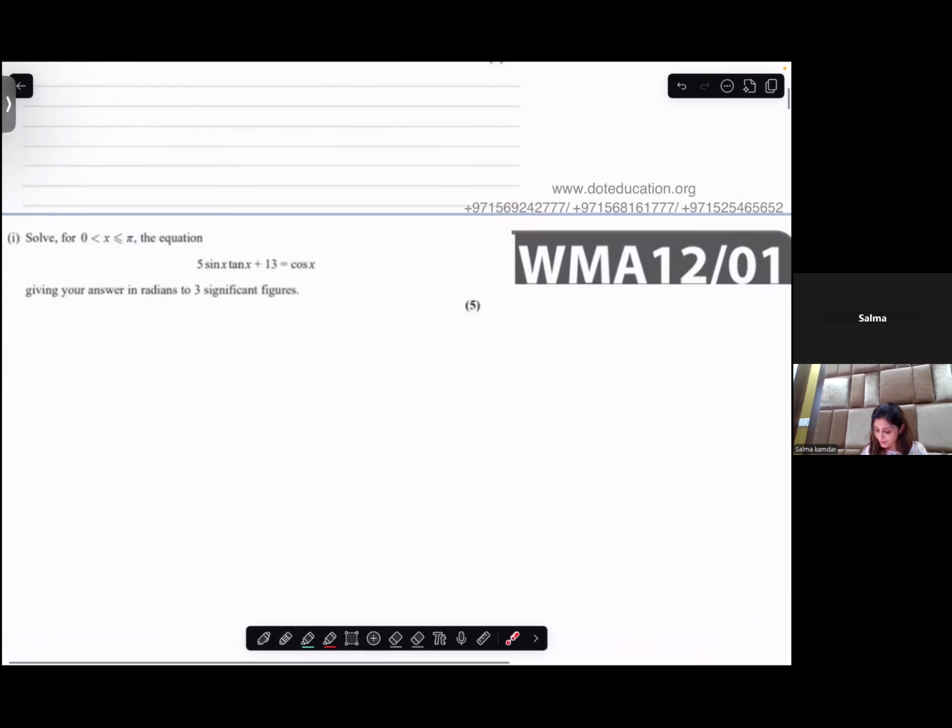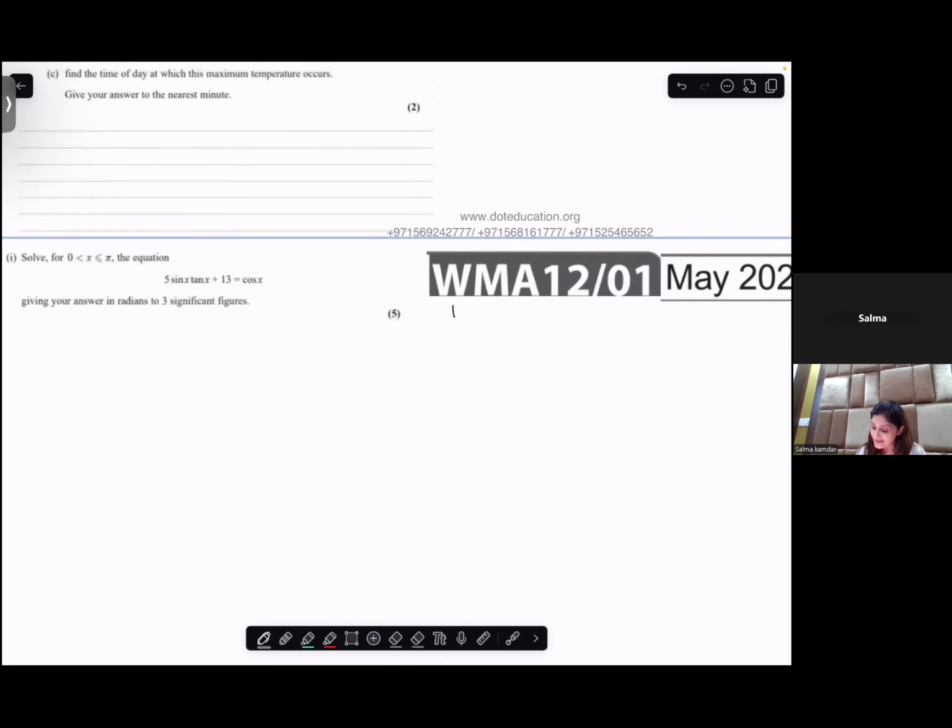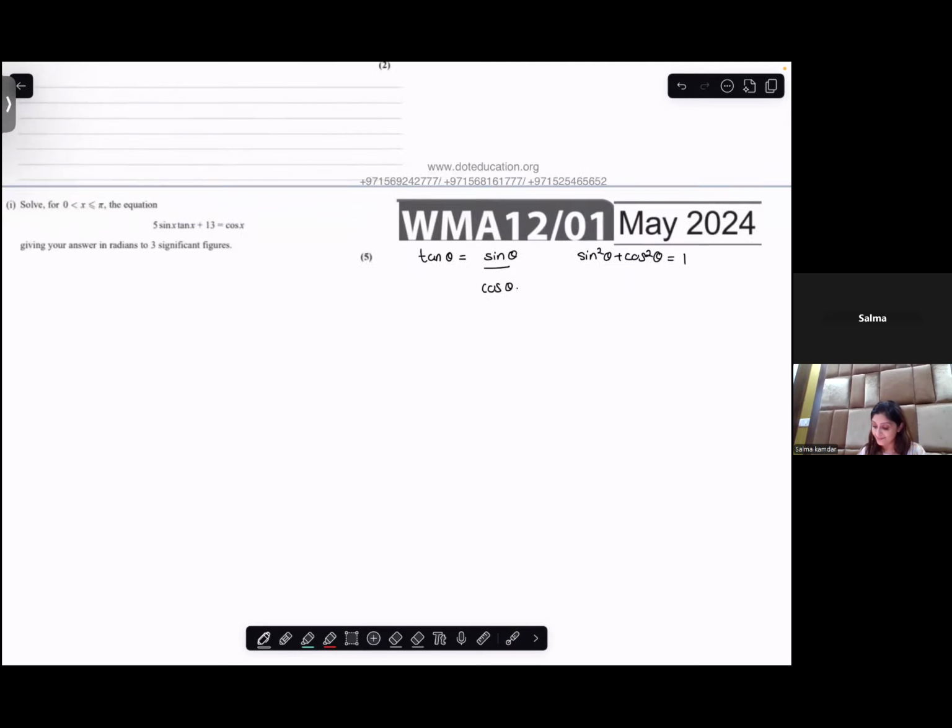Okay, so when we are trying to solve this, we should know our trigonometric identities, which I always suggest my kids to write. What are the trigonometric identities that we suggest to have handy with us? The first trigonometric identity is tan theta is sine theta by cos theta, and the second one is sine square theta plus cos square theta is equal to 1. This is what we asked them to have handy.